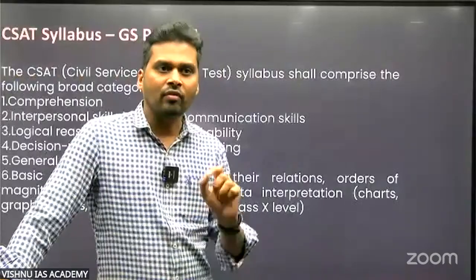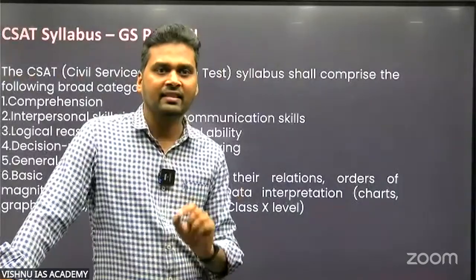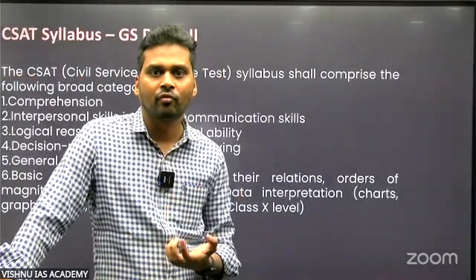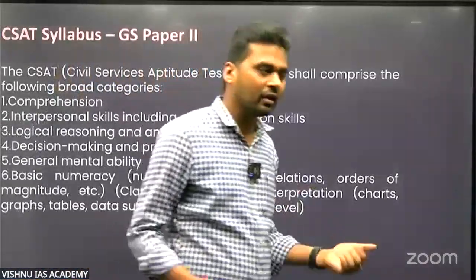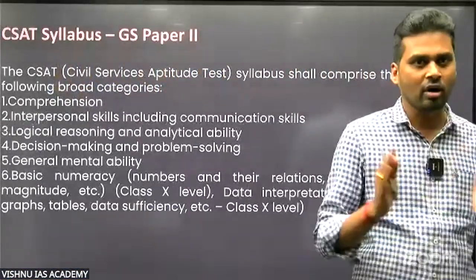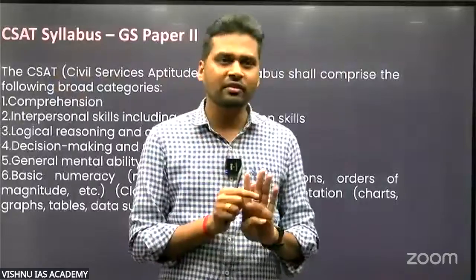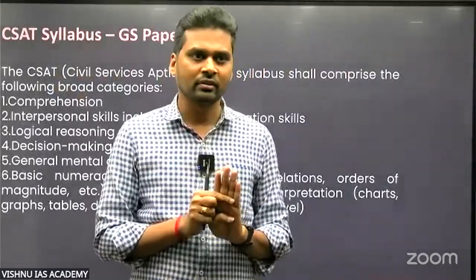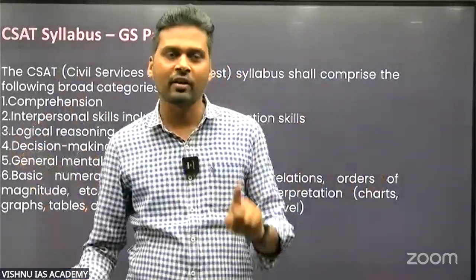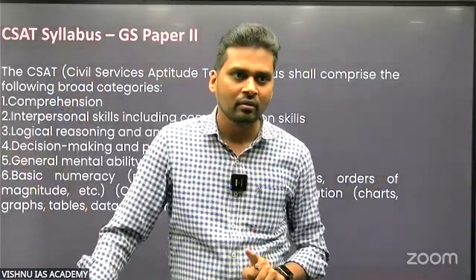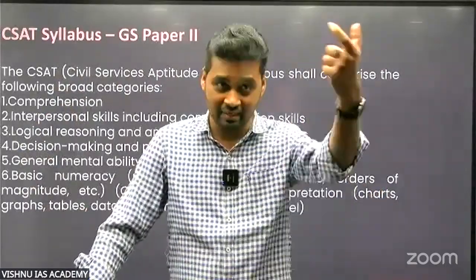I'll ask you one question. Out of these 80 questions, maximum how many can you attempt in your exam? 40? Okay, let's say 40. If you ask your seniors who wrote it, it would be around 40 to 50. Let's take it that you attempted 40 questions. The total duration of this exam is 2 hours, which means 120 minutes. 40 questions in 120 minutes means for each question how much time do you get? 3 minutes.